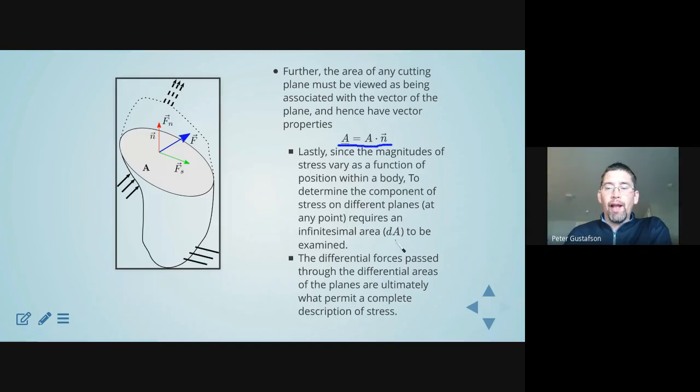Okay, now the last thing we need to recognize is this cut that we've made is arbitrary, and we can make further cuts. In fact, we can cut ultimately down to a very small differential area within the body. That differential area then has a differential force vector associated with it that has normal and shear components. I didn't mention the normal and shear components previously, so there's your normal, there's your shear.